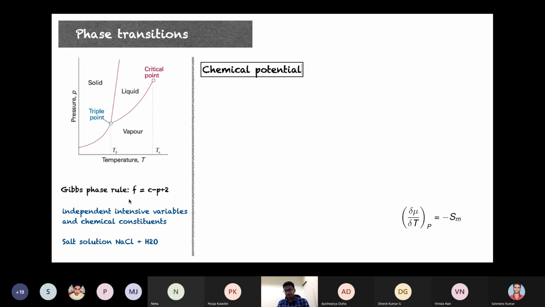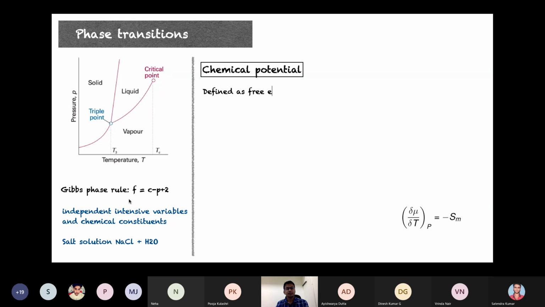Okay. Another important thermodynamic variable or quantity we know is chemical potential. Chemical potential is very important, and those of you who will be doing physical chemistry experiments will encounter many potential terms, like chemical potential and electrochemical potential in electrochemistry.